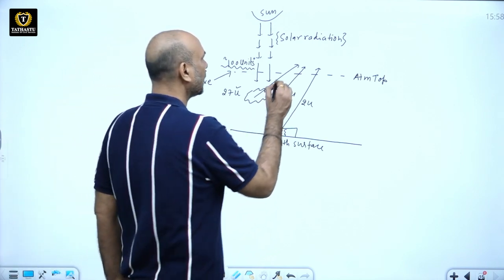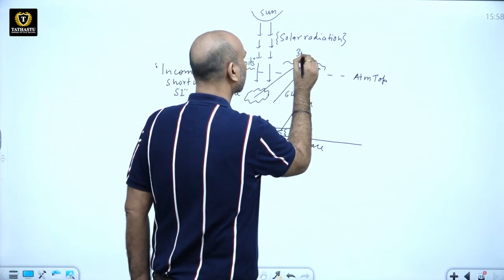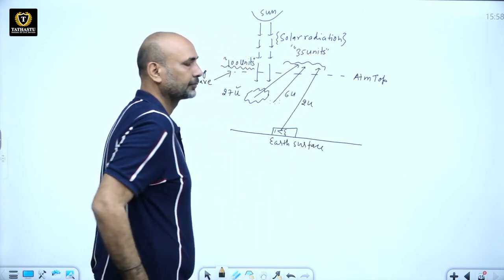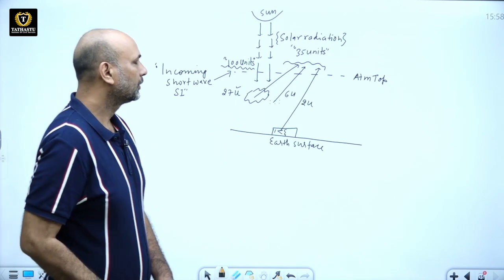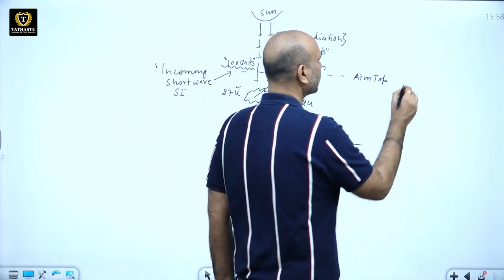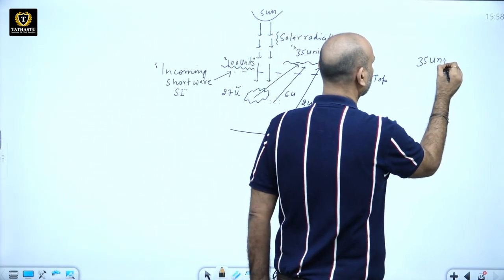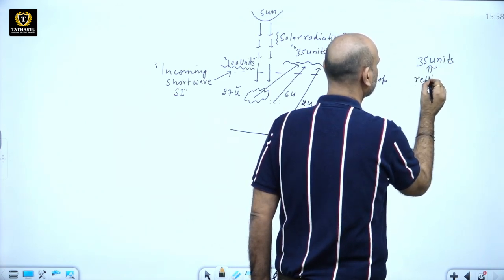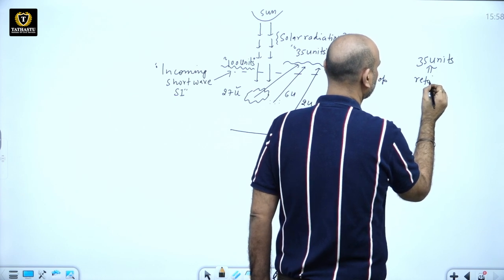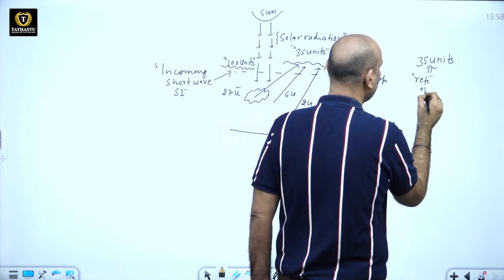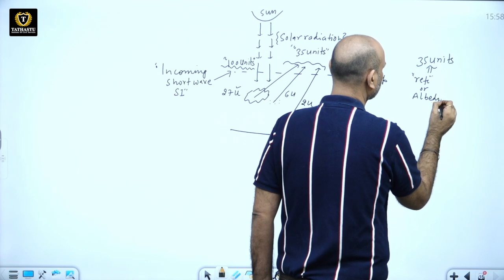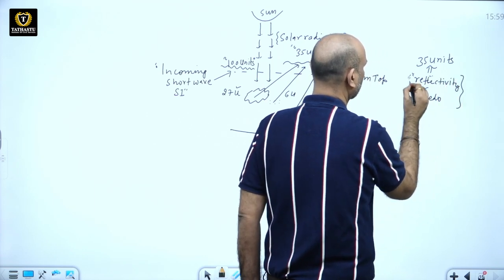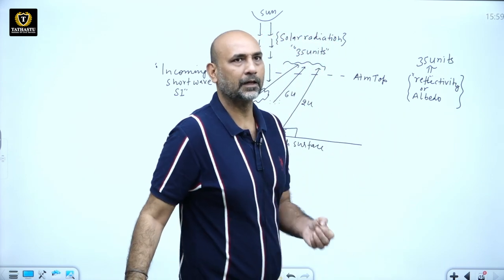So how much is reflected? 35 units. These 35 units are described as the reflectivity of Earth, or albedo of Earth. Reflectivity or albedo. The technical term is albedo.